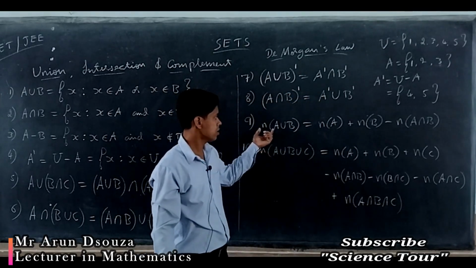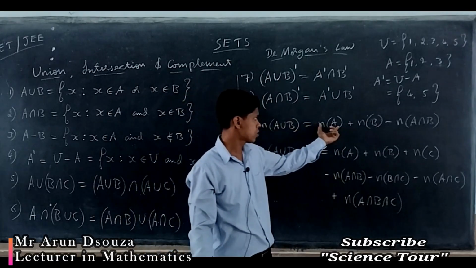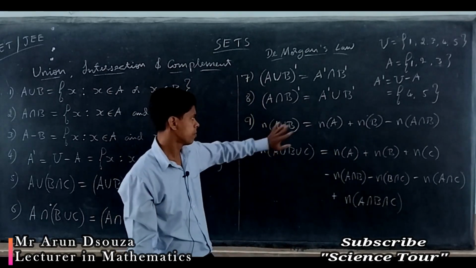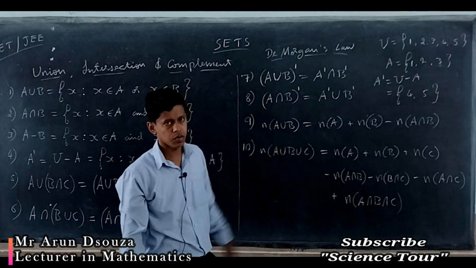And then this: the number of elements in the union is equal to n of A plus n of B minus n of A intersection B. We'll do the examples for that. You will understand it in the Venn diagram, that will be very clear.